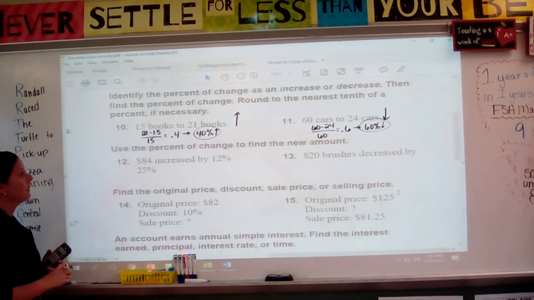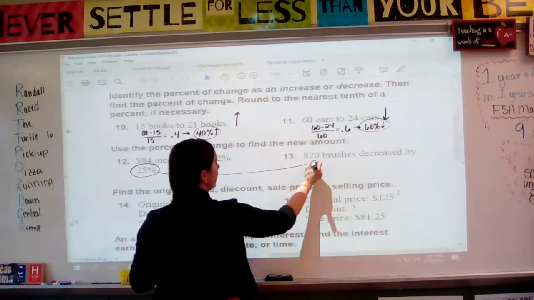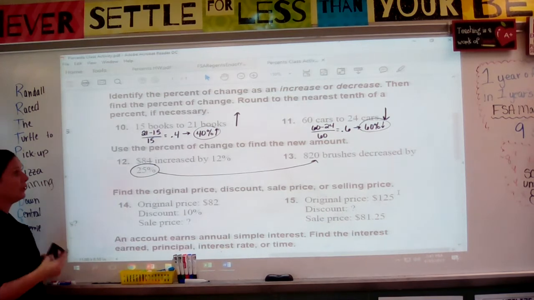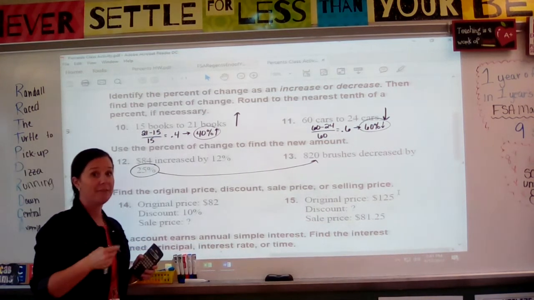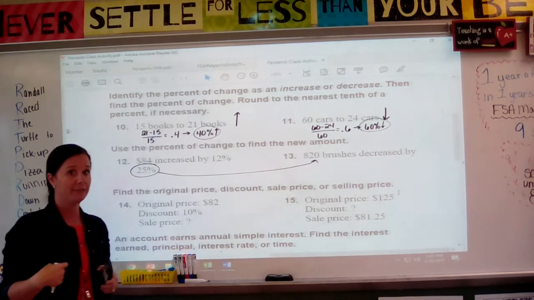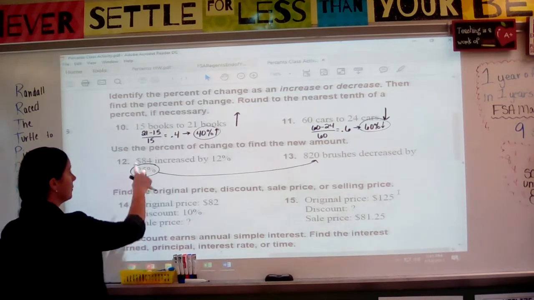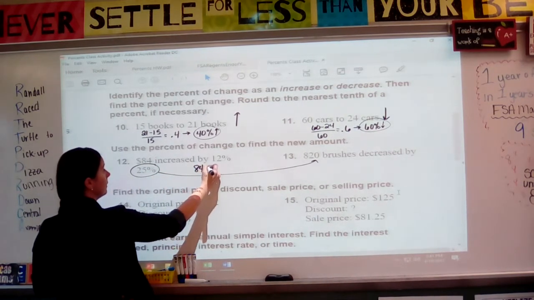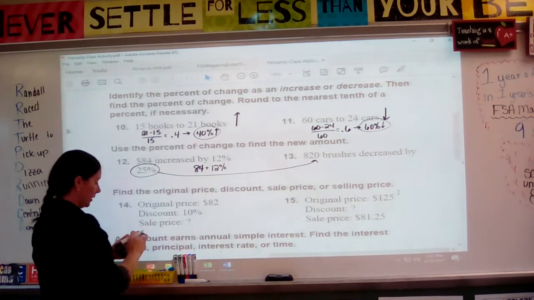Percent of change. So now I have 84%. First of all, this should be over here. Okay? So 84% increased by 12%. First I have to figure out what 12% of 84 is before I can figure out how much it's going to be increased. So I will do 84 plus 12% on my calculator.